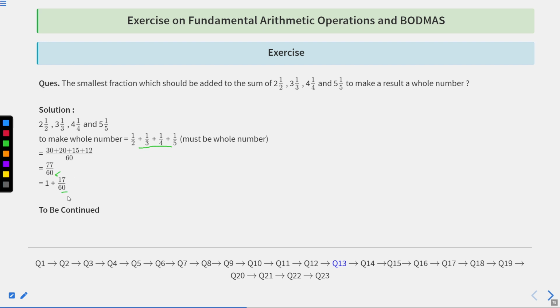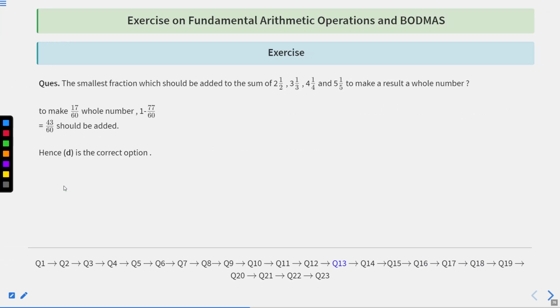So it can be written as 1 plus 17 upon 60. So to make 17 upon 60 a whole number, we should add 43 upon 60. So when this is added, it will be a whole number. So the correct option here is option number D.